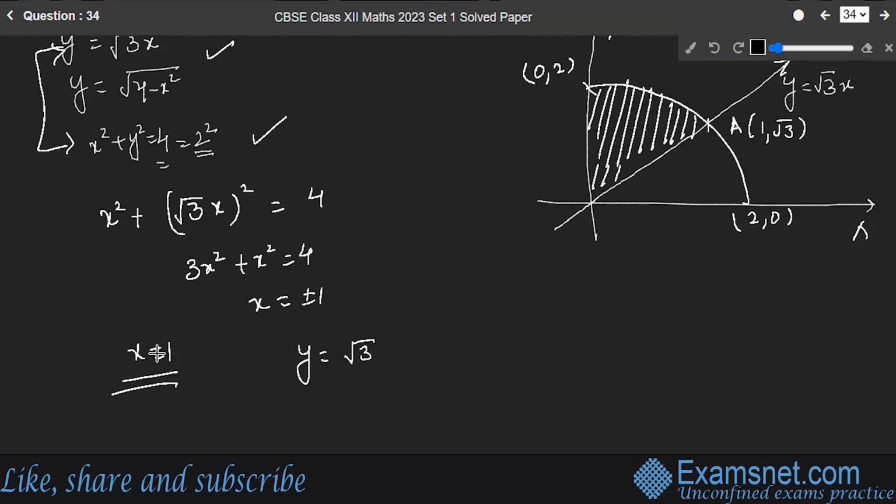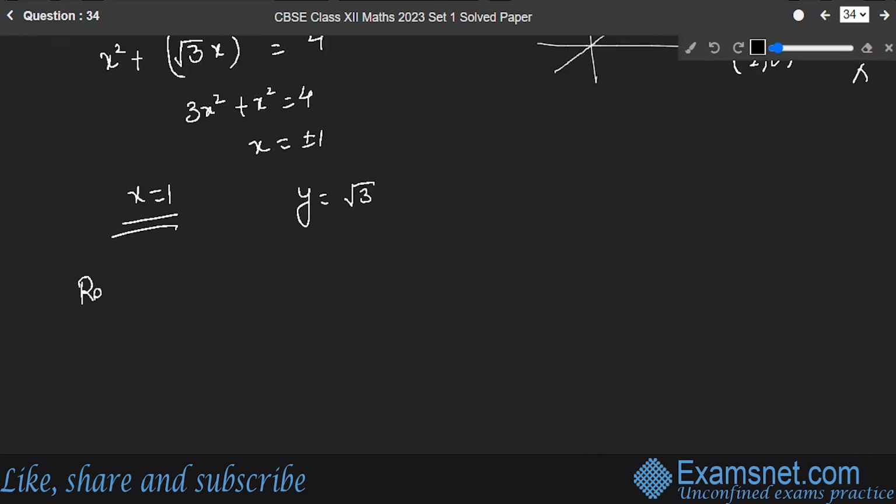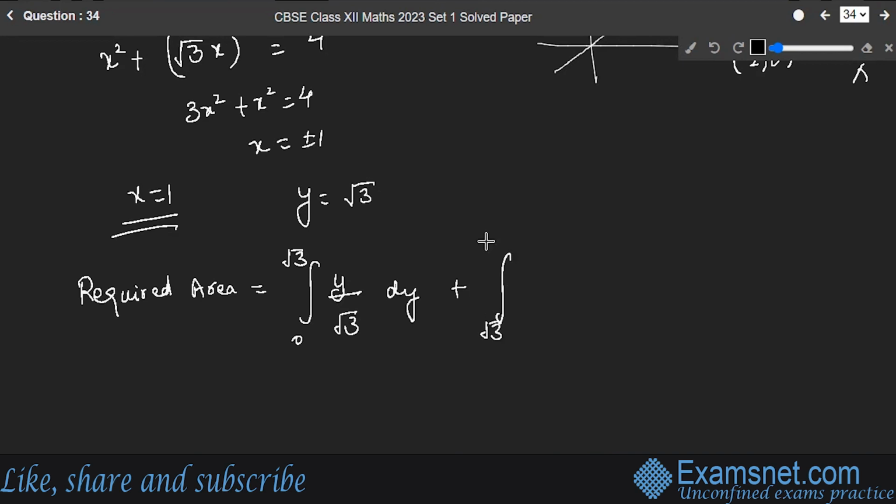Now the required area is given by the integral from 0 to root 3 of y upon root 3 dy, plus root of this.